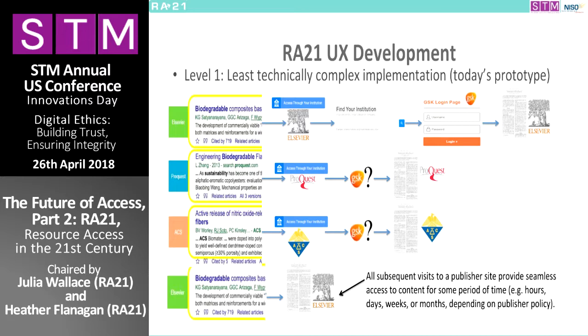And then furthermore, once you've visited a publisher site at least once, any subsequent visits back to that publisher site now look just like IP. You have a session on that site and you simply get access. RA21 may make some recommendations for how long that access should live, but that's really a publisher decision. It could be hours, days, weeks, months, that your session might live on that site. And so once you do that, you're in, you get access.